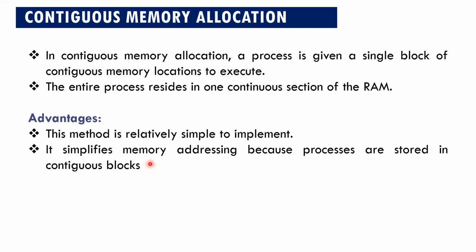That means whenever a process has to be executed, all the instructions are available in one single block of main memory. That is why it reduces the overhead of looking for the other instructions of the program if at all it is scattered. So that is eliminated in case of contiguous memory allocation because all the instructions of the program are stored in one single block of main memory.